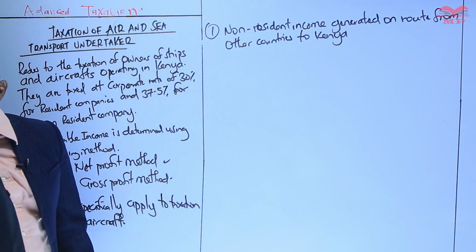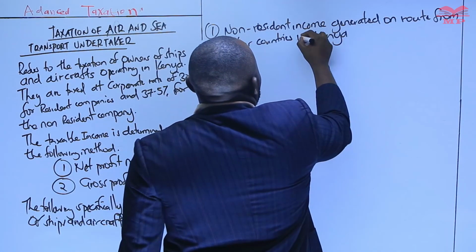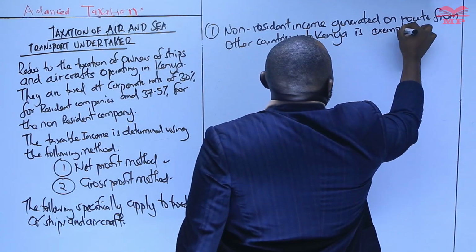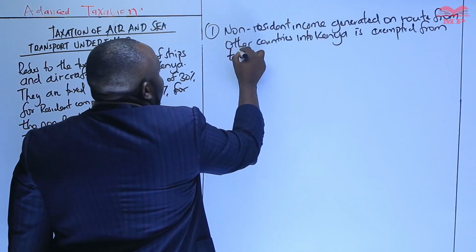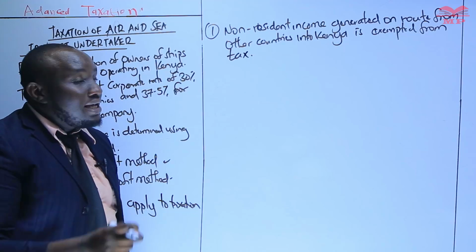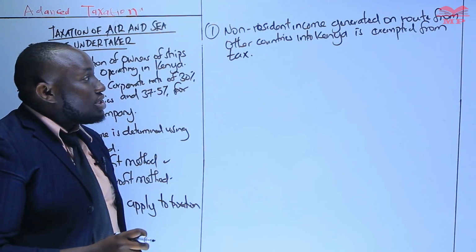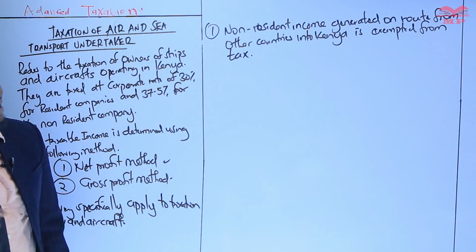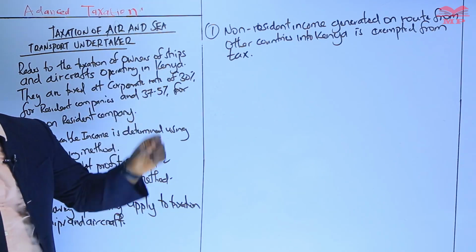meaning it is not charged. It's usually en route into Kenya that is exempted from tax, so such an income is not subjected to tax. That is under shipping and aircrafts. Non-resident income generated en route from other countries into Kenya is exempted from tax. Very important in relation to getting the incomes for the shipping company.